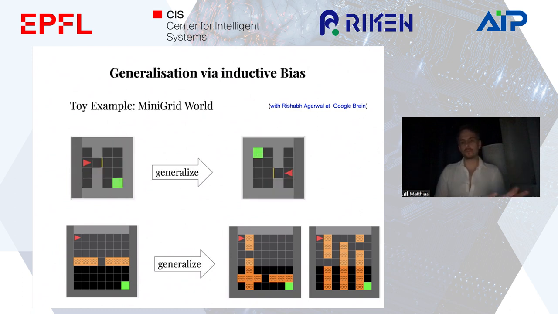And in the bottom, you want to generalize to a different, more difficult setting. It's called lava crossing, where the orange fields are lava and the agent cannot fall into the lava, but has to find the pathway, and in the end, again, reaches the green square.